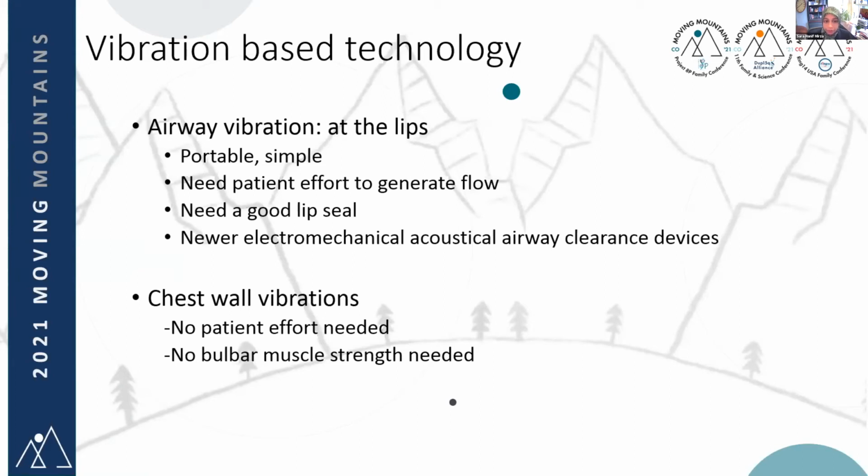So airway vibration at the lips is one option. And then the chest wall vibrations. This is, again, patient effort independent. And again, we don't need any form of bulbar strength to be able to participate in opening up the airways. This will just help generate enough vibrations that secretions can make their way out.